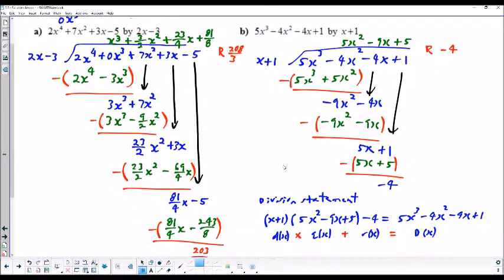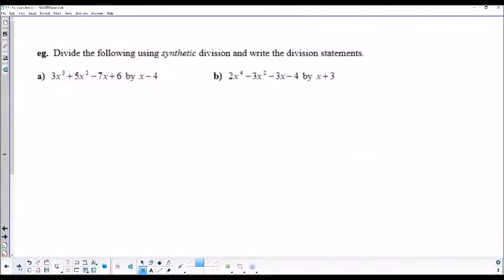Okay, so hopefully you got that correct. All right, so now we're going to do something almost completely different. We're now going to use short division. So short division in polynomial division is called synthetic division.